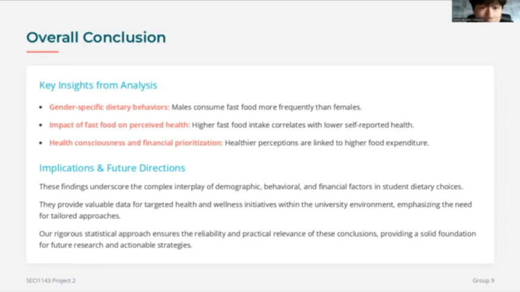These findings highlight the complex interplay of demographic, behavioral, and financial factors, underscoring the critical need for tailored health and wellness initiatives within the university. Our rigorous statistical approach ensures the reliability and practical relevance of these conclusions.